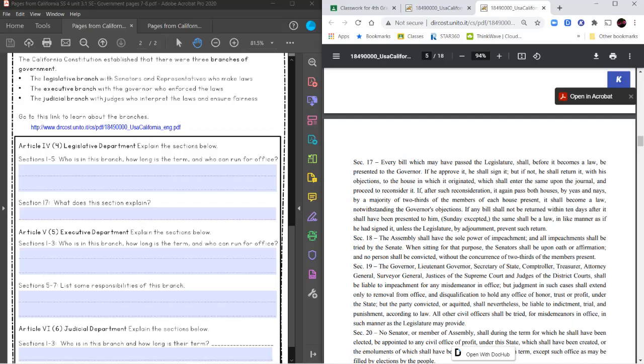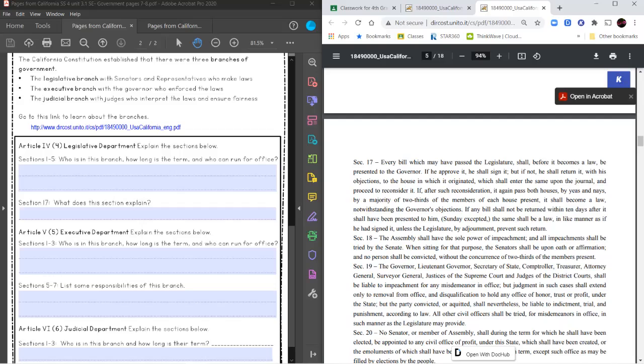If after the reconsideration, it again passes both houses, but by yeas and nays, so saying yes or no, by a majority of 2/3 of the members of each house present, it shall become a law, notwithstanding the governor's objections. So if any bill shall not be returned within 10 days after it shall have been presented to him, except for Sunday, because that doesn't count, the same shall be a law in like manner as if he signed it, unless the legislature by adjournment prevents such return.